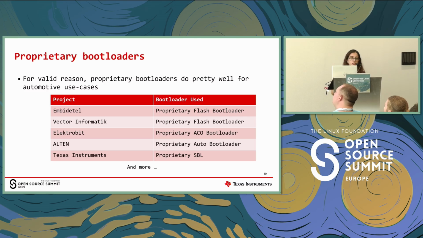But all in all, proprietary bootloaders do pretty well. And you can see a lot of these automotive vendors are all using their own proprietary bootloaders, including Texas Instruments. Our automotive chips also come with a proprietary secondary bootloader, which is most commonly used. And yeah, you can see Vector, Electrobit again, they also have an AUTOSAR bootloader. So they're doing pretty well.